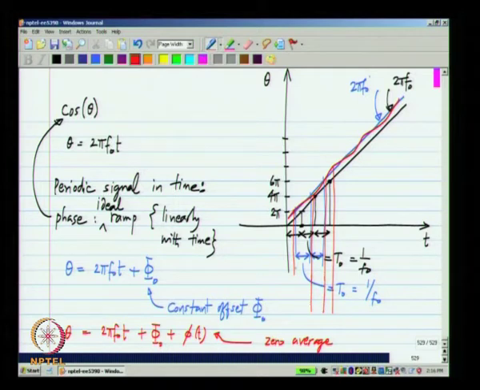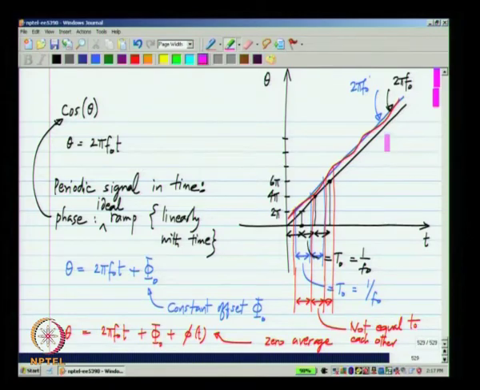so let me pull all of these things down here. It is clear now that these intervals are not necessarily equal to each other. Okay. So, depending on the type of variation in phi of t, you will have a certain variation in the period of the signal. Okay. So, basically this representation is very useful to describe signals which are deviating from ideal periodicity.